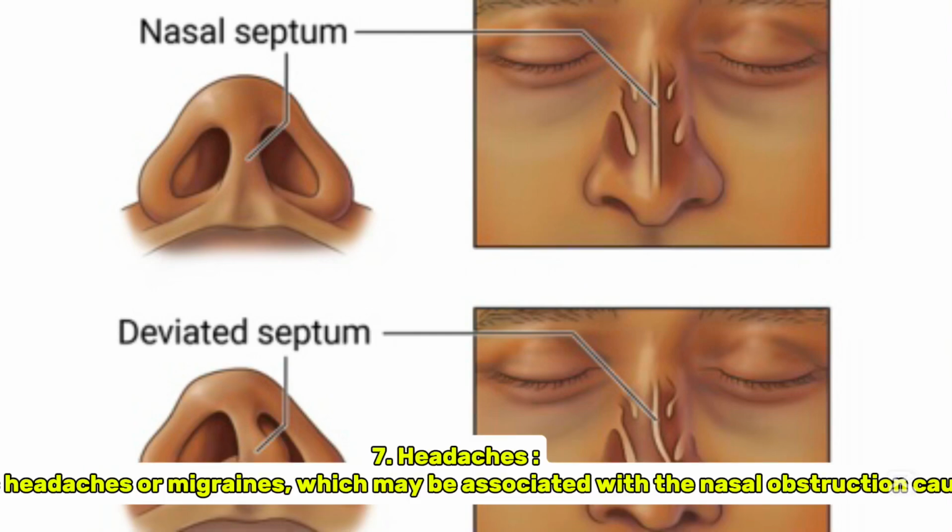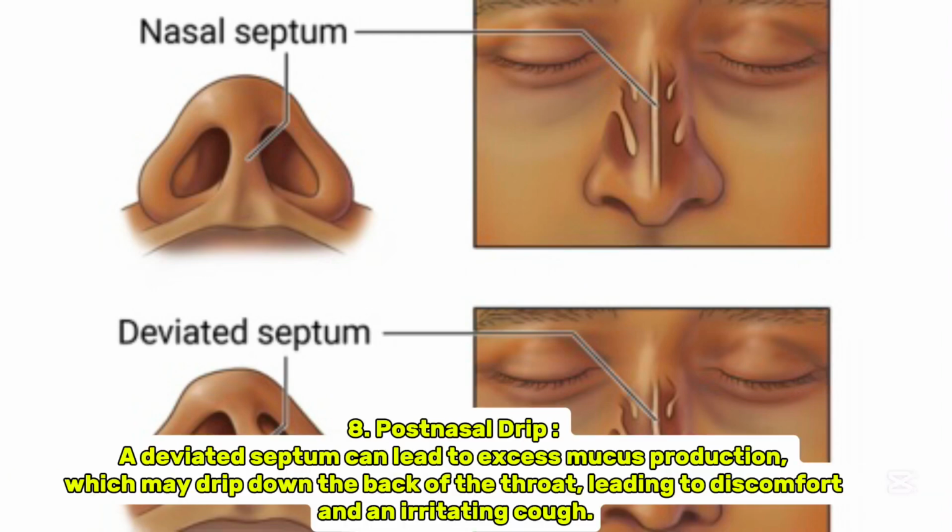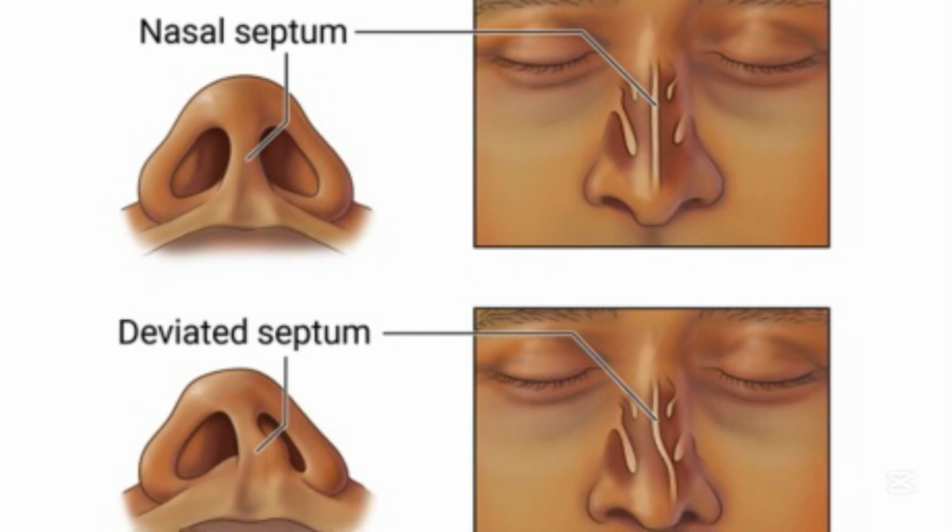7. Headaches. Some individuals report chronic headaches or migraines, which may be associated with the nasal obstruction caused by the deviated septum. 8. Postnasal drip. A deviated septum can lead to excess mucus production, which may drip down the back of the throat, leading to discomfort and an irritating cough.